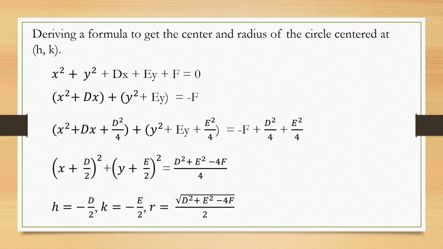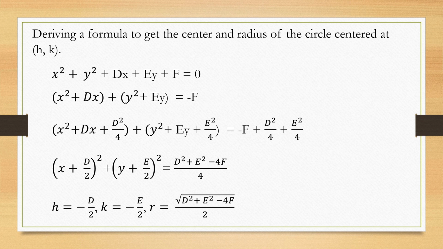First, we group those terms that have similar variables. We have the first quantity, x squared plus dx. Then another quantity added, plus y squared plus ey, because they have similar variables. While our f, referring to our constant, will be transposed to the other side, which will become negative f.